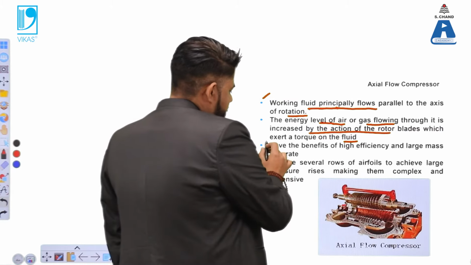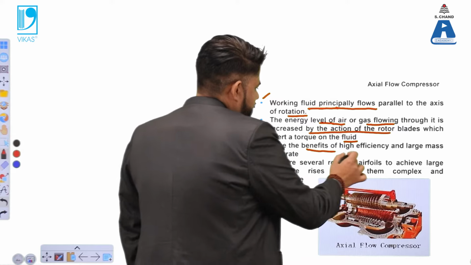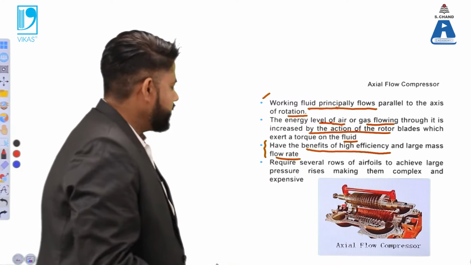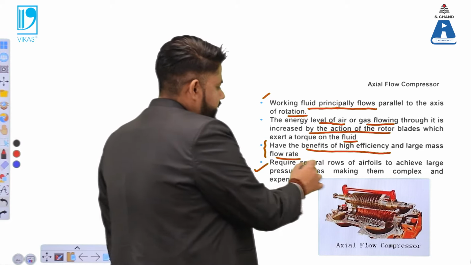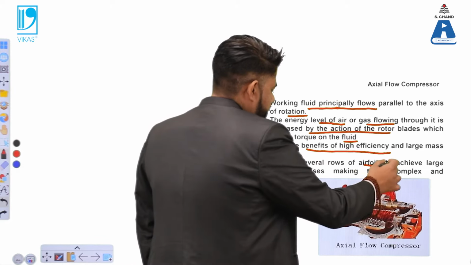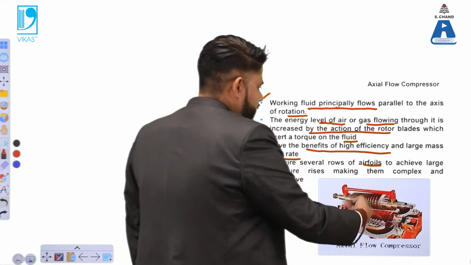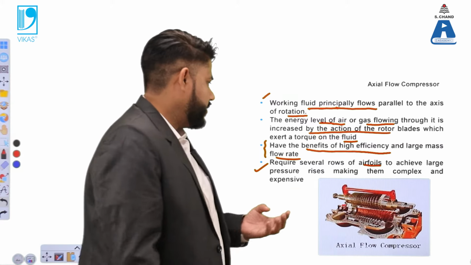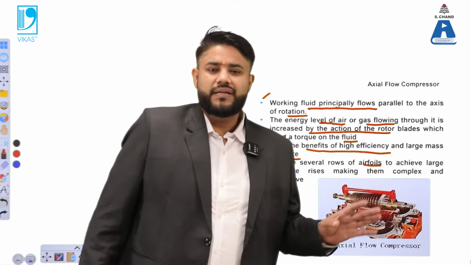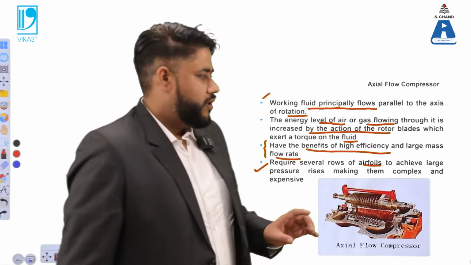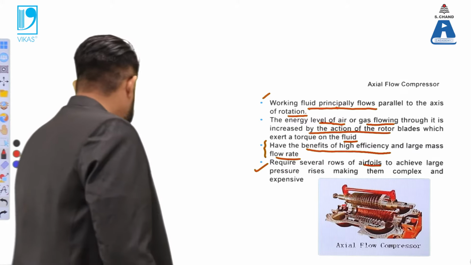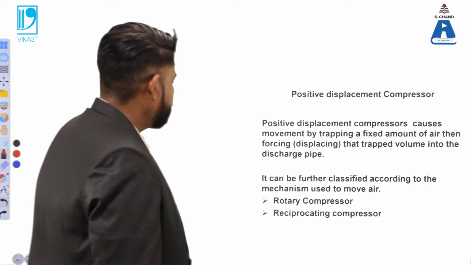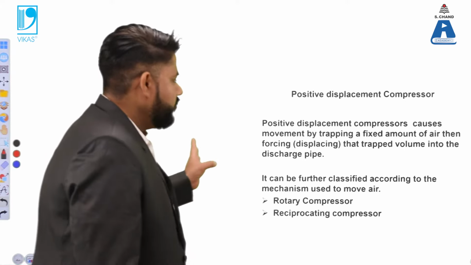Next, it has the benefits of high efficiency, and the mass flow rate is larger, and it requires several rows of airfoils. And why are the airfoils required? In order to increase the rise in pressure, thereby making it complex and expensive for a particular operation. So this is as far as the axial flow compressor is concerned. So I have talked about the previous category.